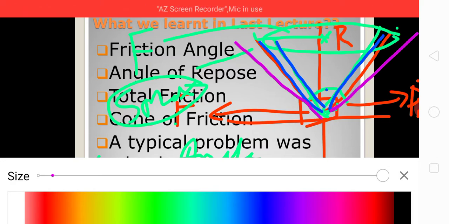For example, yesterday I gave an example of a car. You want to change the wheel of the car, and by using a screw jack, you are just lifting it, and you got tired. What will happen if the screw jack is not self-locking? As and when you leave the handle, the car will get down, and you may get injured or you may damage something.